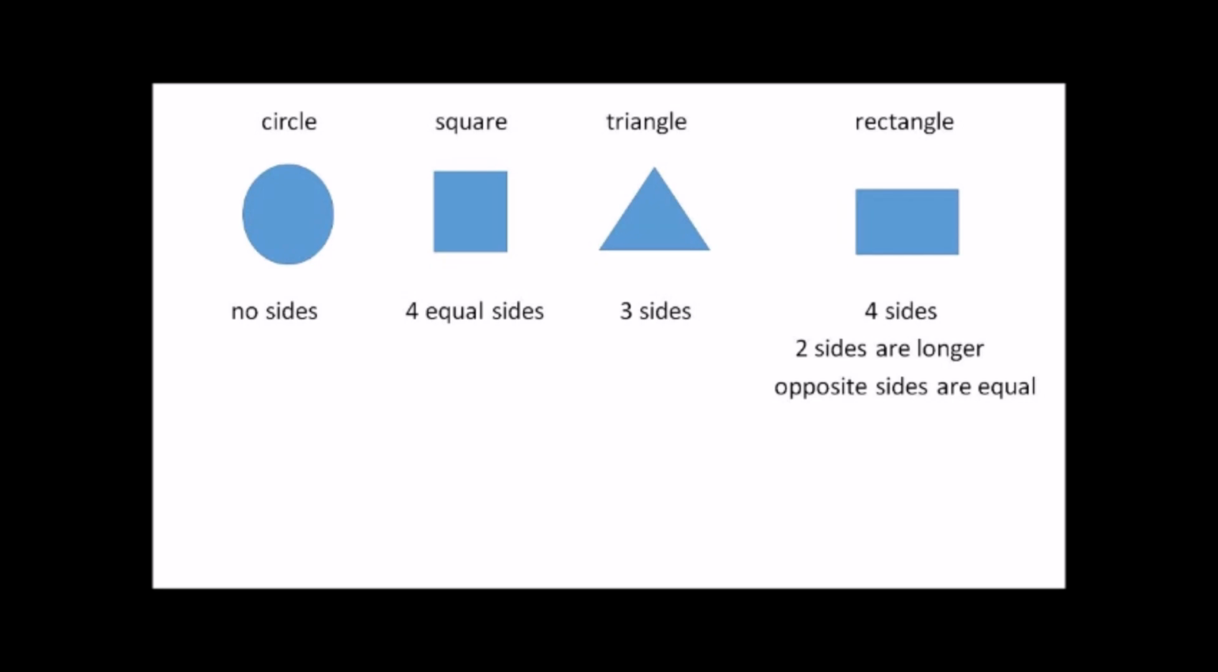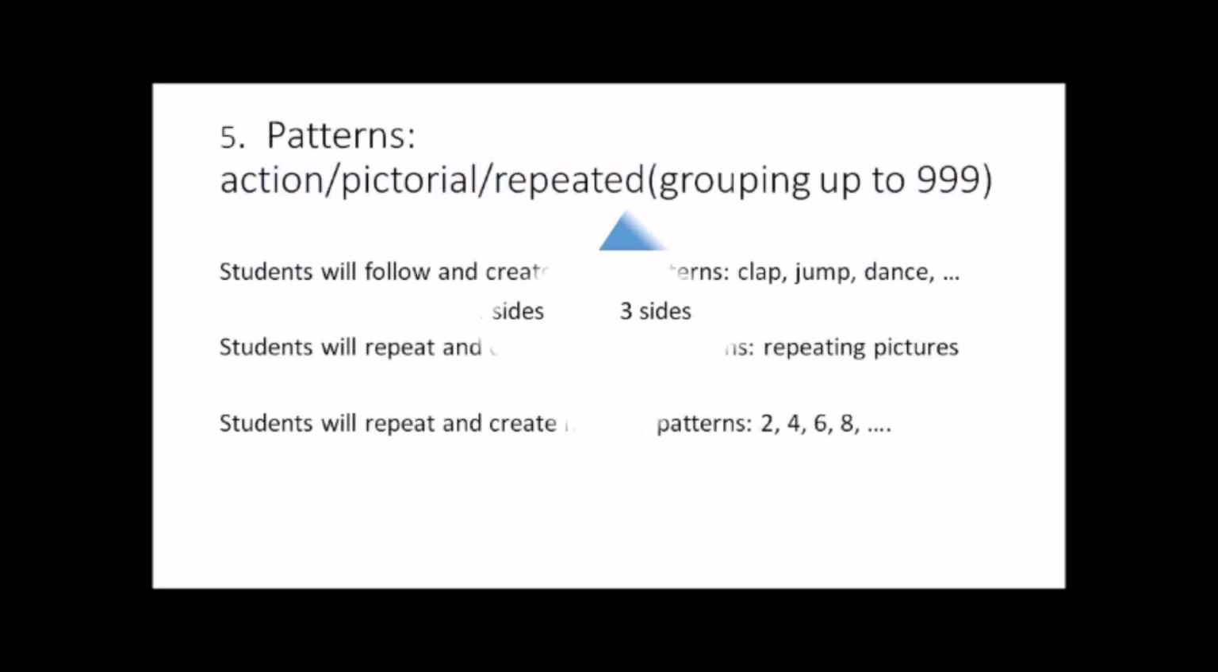So the numbers from 1 to 5 they should know already. And the circle, no sides, the square 4, the triangle 3, rectangle 4. Let them distinguish between the rectangle and the square.